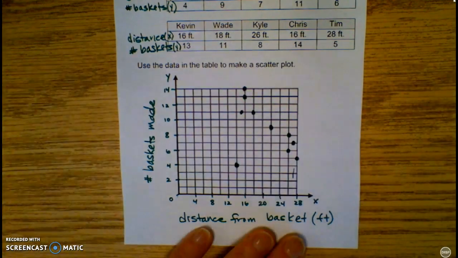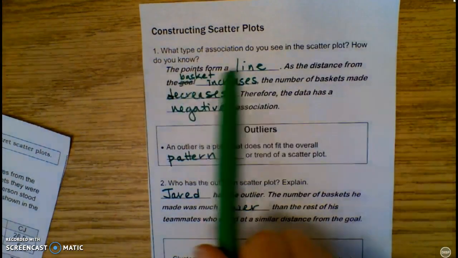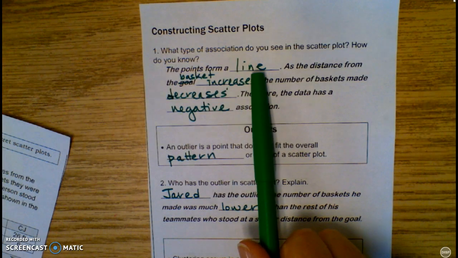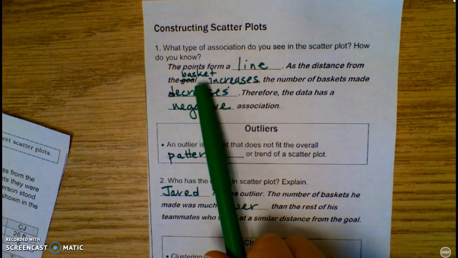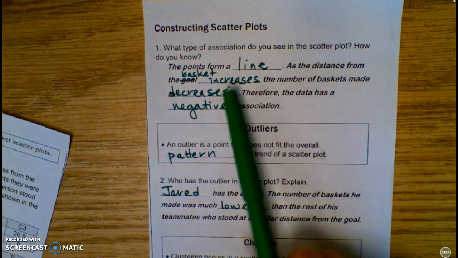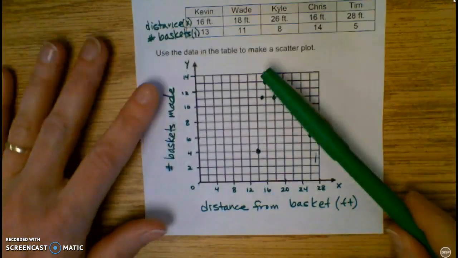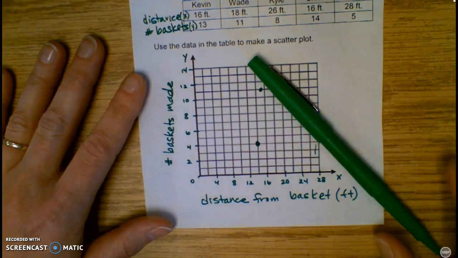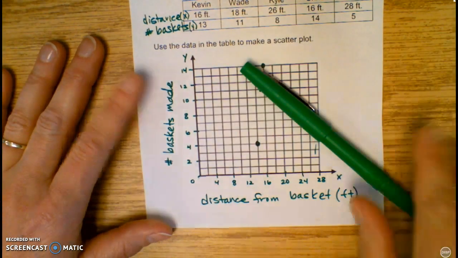So what we're going to do now is we're going to talk about a little more vocabulary. We know that you can have a linear association when your points form a line. So I would say overall we do have a linear association, which means what we just talked about. As the distance from the basket increases, the number of baskets they made decreased. Therefore, we know this is a negative association, and that's what we talked about earlier. When you can line up your points and show which direction they're headed, this is definitely nice negative.